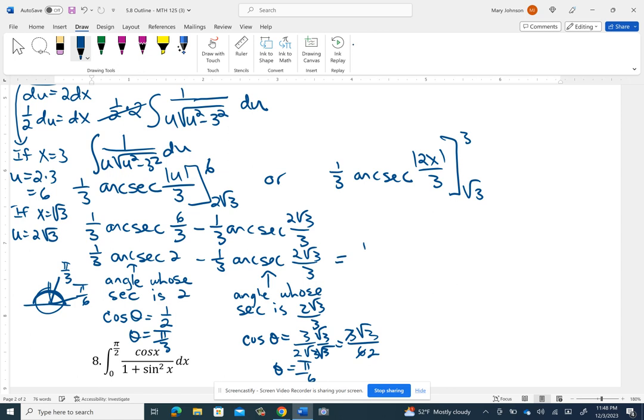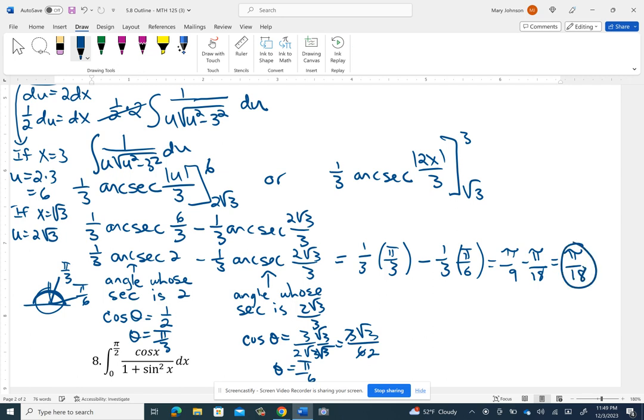Okay, this is probably harder than you'll see on the final exam for sure. So this would be 1/3 of pi over 3 minus 1/3 of pi over 6. Okay, and so that would equal pi over 9 minus pi over 18, which would equal pi over 18.